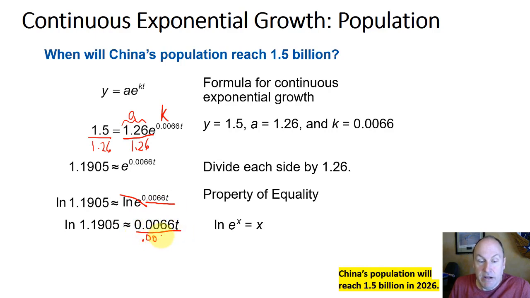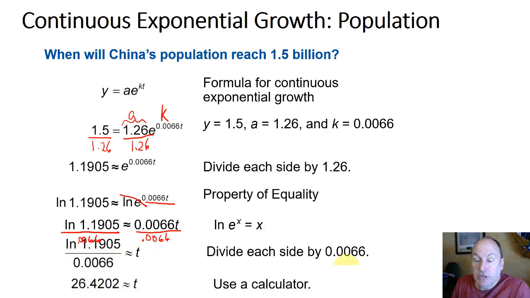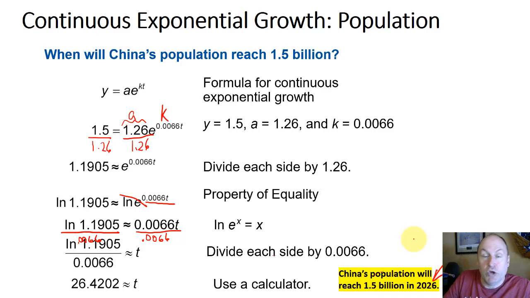All we have to do is divide both sides by that coefficient in front of the t, and we get that t is approximately equal to the natural log of 1.1905 over 0.0066, which means 26.42 years. Now, if we add that to 2000, that means in approximately 2026, China's population will reach that 1.5 billion mark.